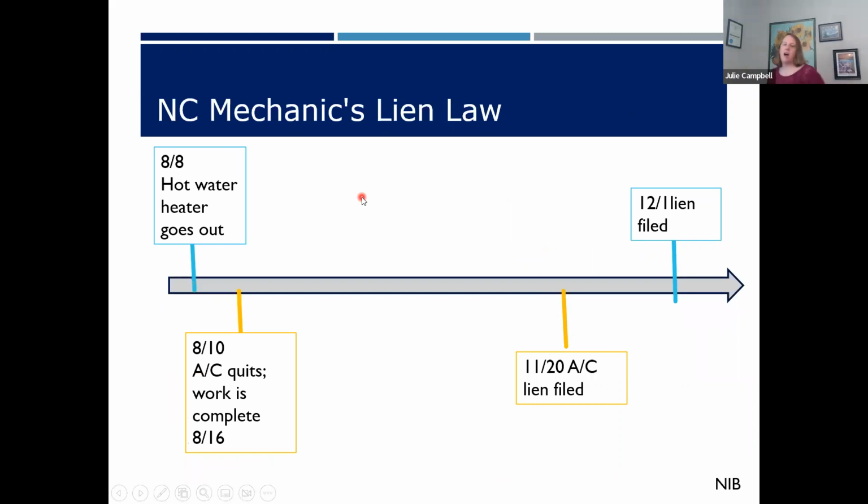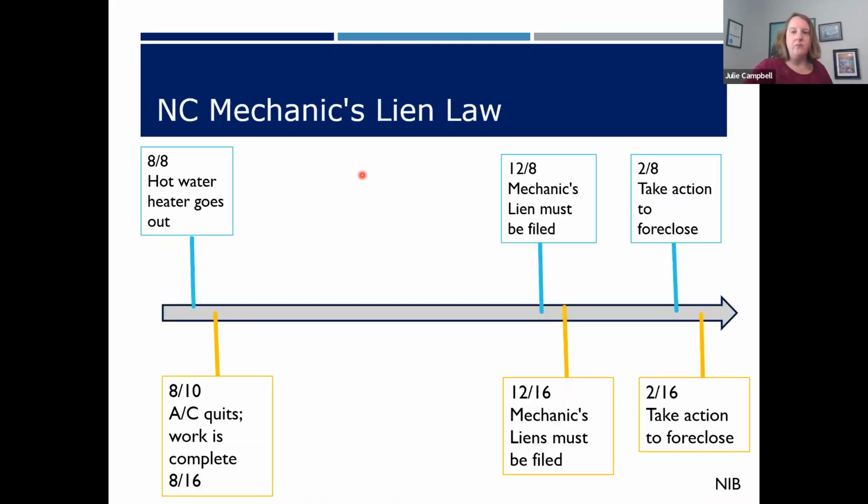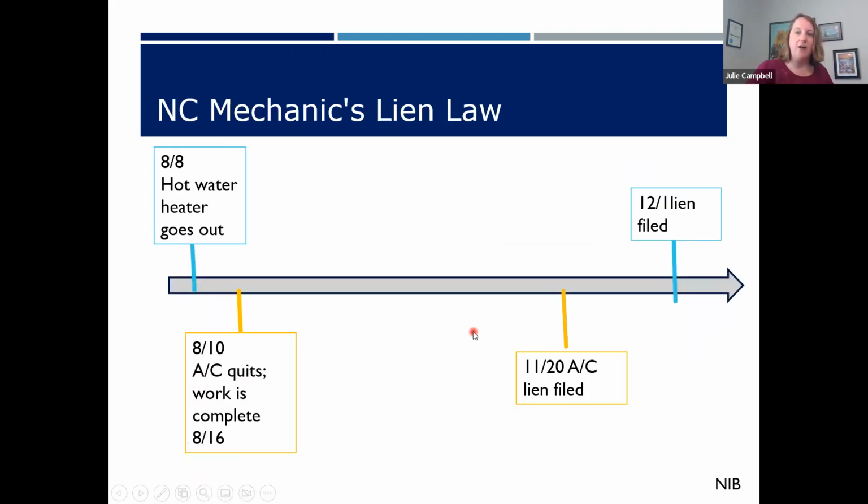The hot water guy files his lien on December 1st. The AC guy files his lien on November 20th. Do your head one way or the other. Are both mechanics within their 120 days? Did they file their lien within 120 days? Yeah, do I need to go back? So they had until the 8th and the 16th, and they filed within that. So they're in their rights to file. Are they in their rights to file? Yeah, they've done everything right so far.